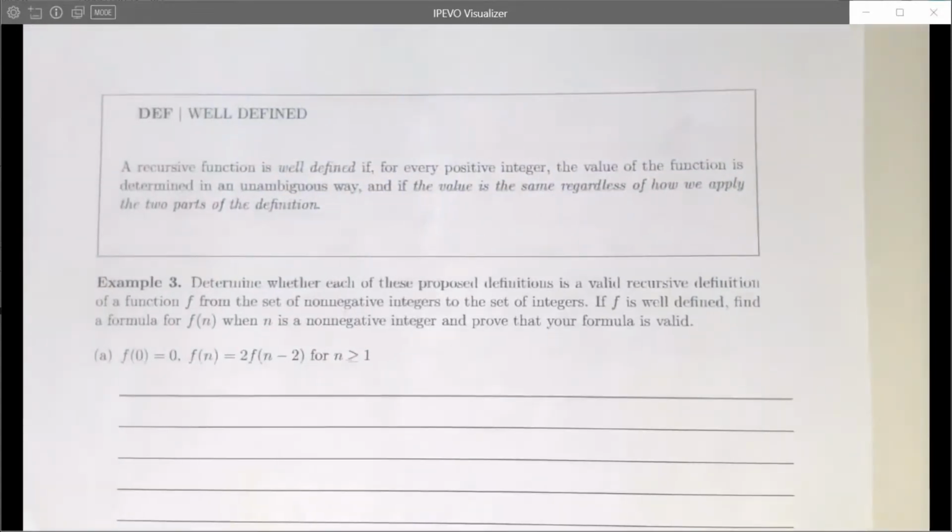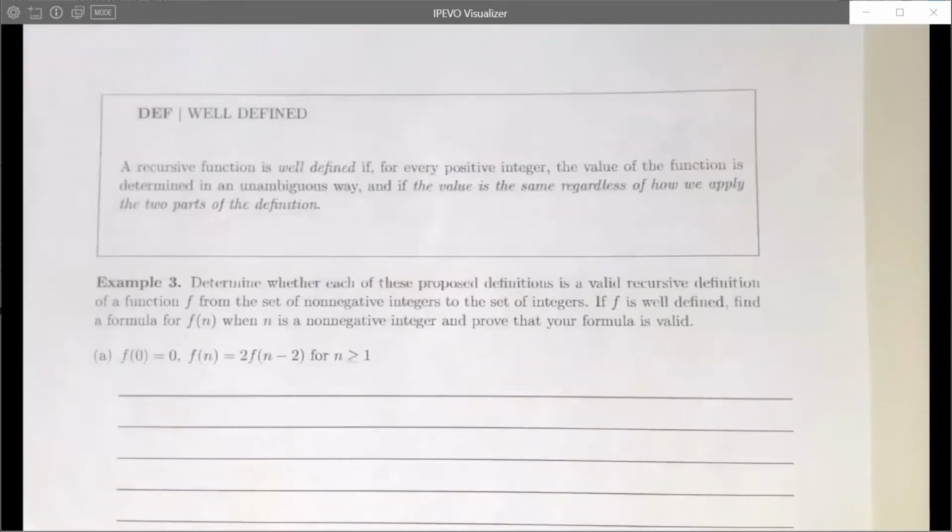Whenever we have recursive functions, we want to make sure that they are well defined. And so what does that mean? Well, a recursive function is well defined if for every positive integer, the value of the function is determined in an unambiguous way. And the value is the same regardless of how we apply any of the two parts of the definition.